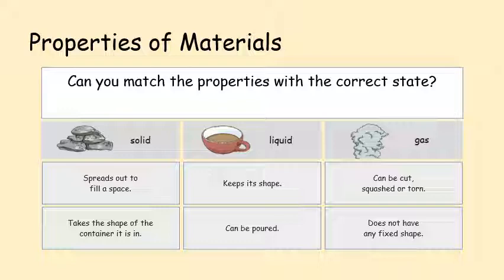Okay, so here's a little activity for you. Can you match the properties with the correct state? So we have solid, liquid and gas, and then we have some sentences. Can you put them in the right order? So we have spreads out to fill a space, keeps its shape, can be cut, squashed or torn, takes the shape of the container it is in, can be poured, and does not have a fixed shape.